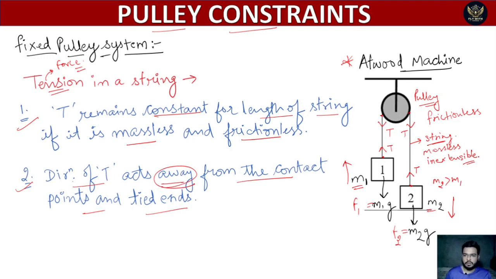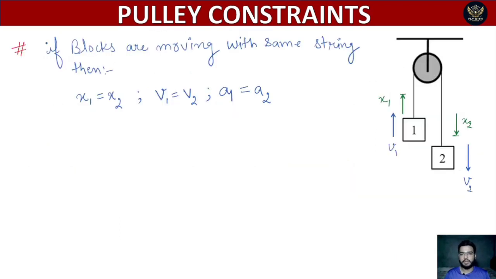So after completing this, we will move on to the very basic concept of these constraints. We will find the case where, for example, this is m1 and this is m2, and m2 is moving downward and m1 is moving upward. If m2 is heavier than m1, m2 moves downward and m1 moves upward. So we have to find the relation between the displacements, the velocities and the accelerations. Now see how to find the relations.